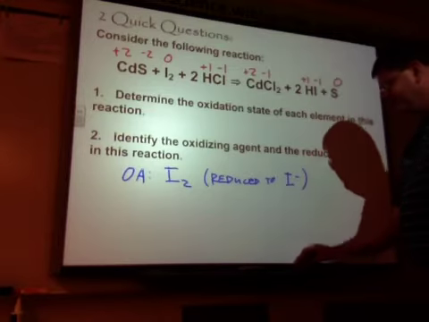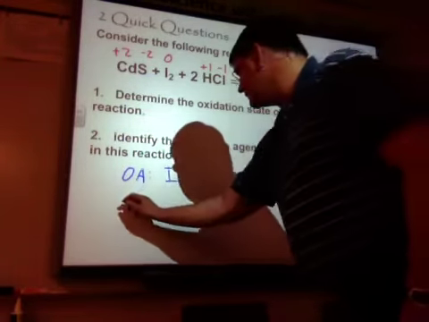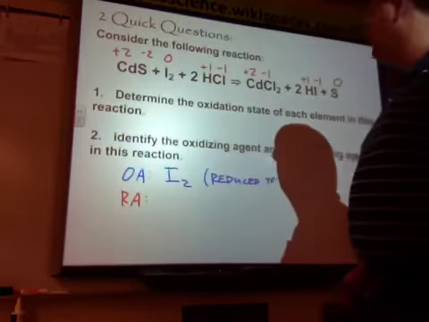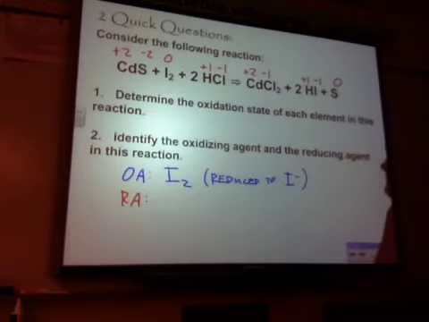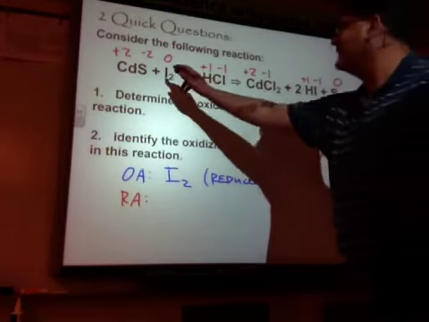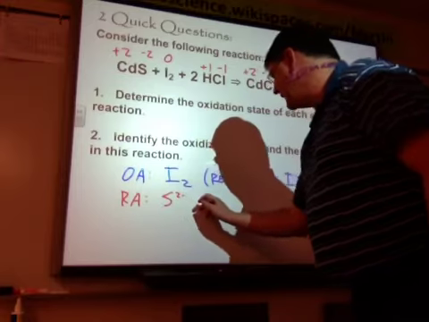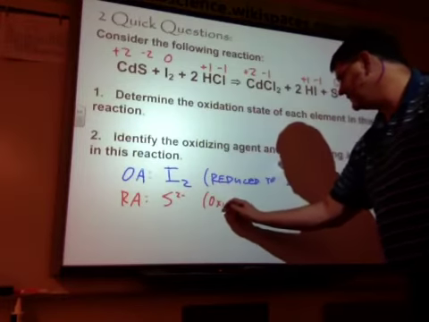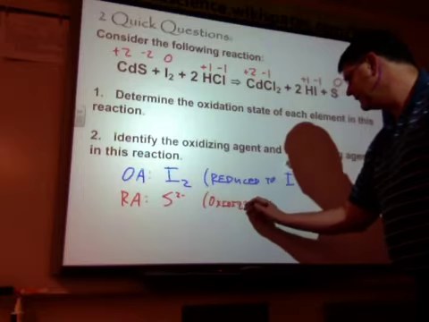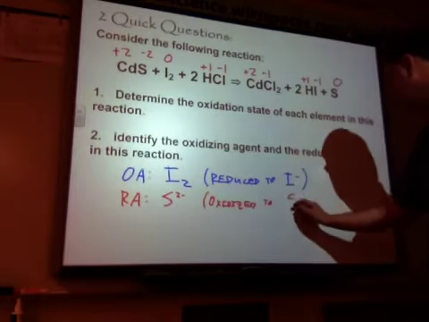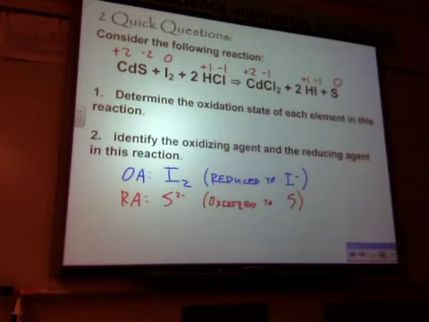Okay. And what is the reducing agent? The reducing agent is whatever is oxidized. What is oxidized in this equation? Sulfur. Sulfur is close. Sulfide. Sulfide is better. Sulfide, S2 minus, is oxidized to sulfur. Okay? Are we all right with those?